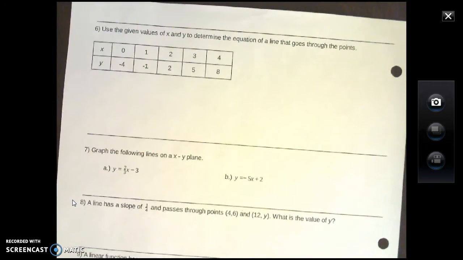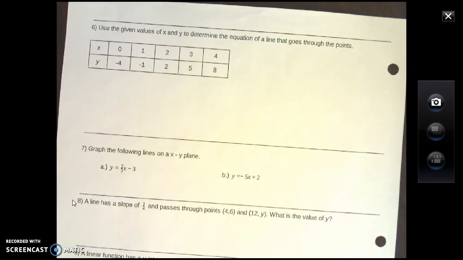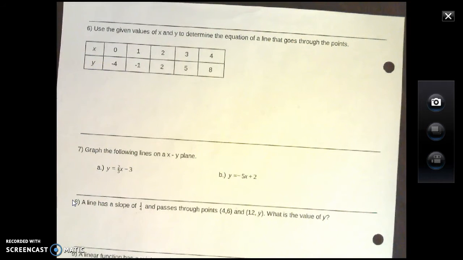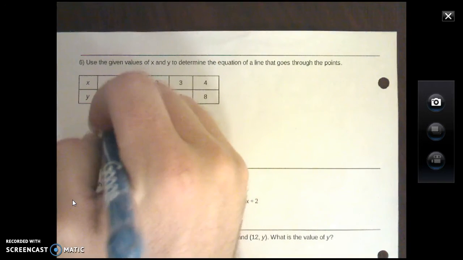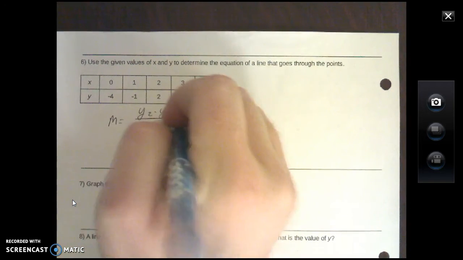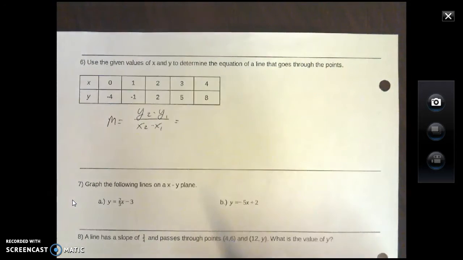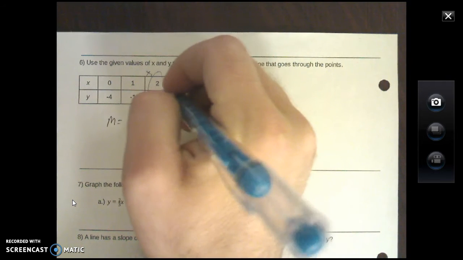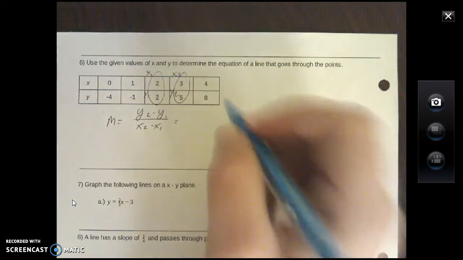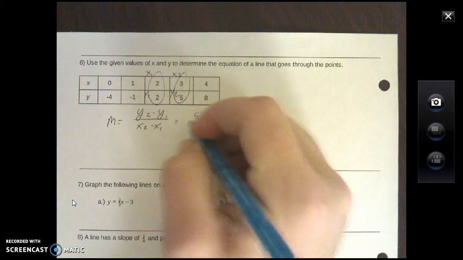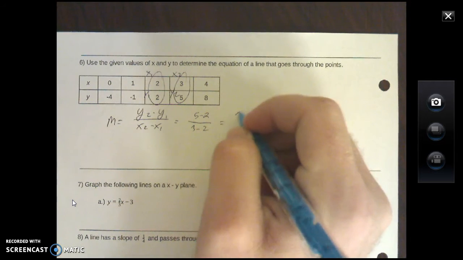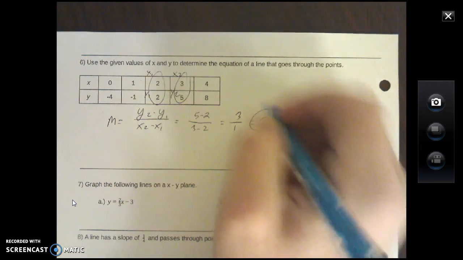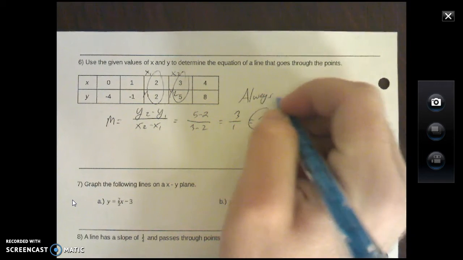Use the given values of x and y to determine the equation of the line that goes through the points. You need to figure out what the slope is. Well, I'm going to go ahead and do my m equals y2 minus y1 over x2 minus x1. You can pick any 2 points you want. I'm going to pick these 2 points, they're both positive. I'm going to call this x1, y1, x2, y2. So I'm looking at 5 minus 2 over 3 minus 2, 3 over 1, or 3. Always reduce.